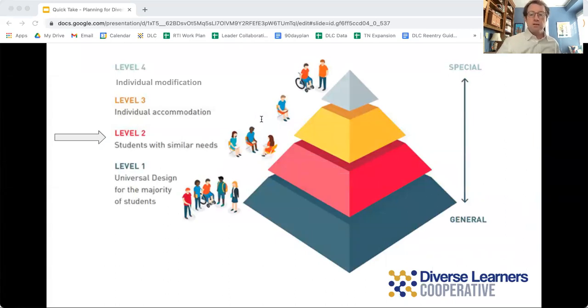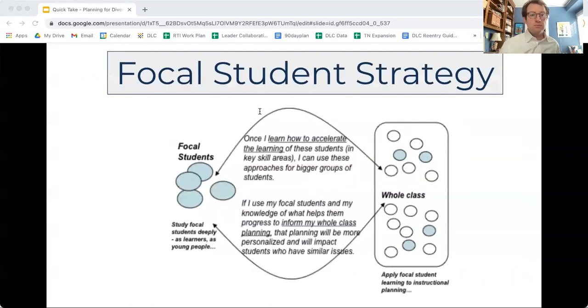So our focus here is level 2. At level 2, we're planning for students with similar needs. Then we're going to take those learnings and apply them to level 1. So we're planning for level 2 for the benefit of level 1, or tier 1. The strategy is called the focal student strategy. By focusing on focal students, we believe teachers become more effective for all students. So there's an actual ripple effect, if you will.